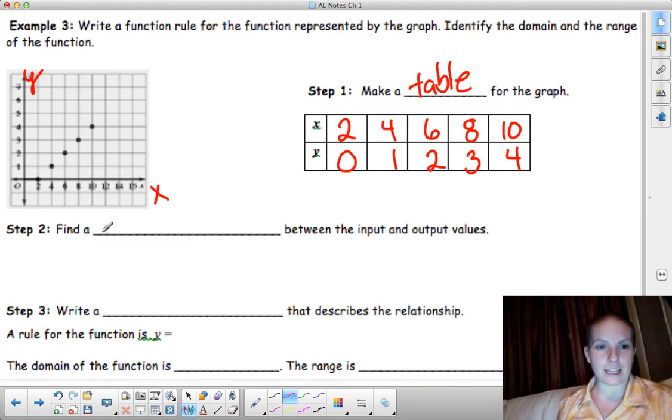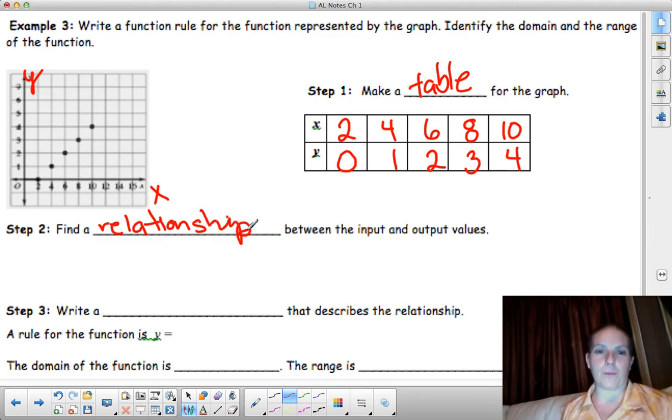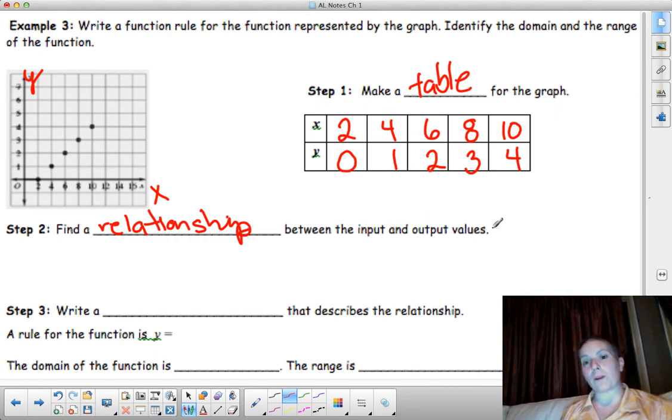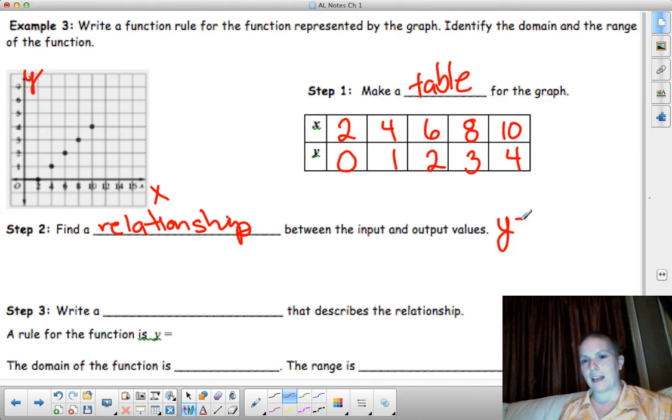Now we need to work on finding a relationship between the input and output values. To find that relationship, I like to go back to that old slope-intercept form that you learned a long time ago. I always like to put that the output is equal to something times the input plus or minus something. Let's work through this.